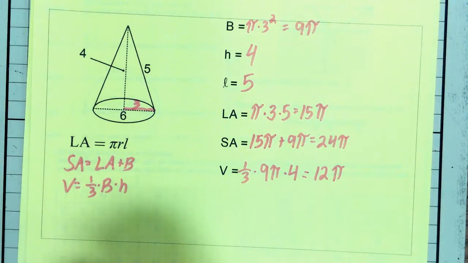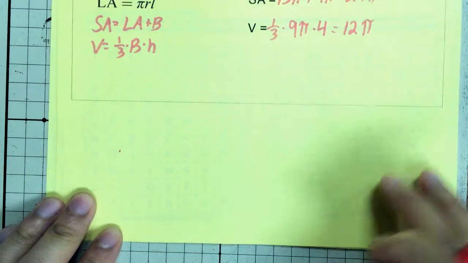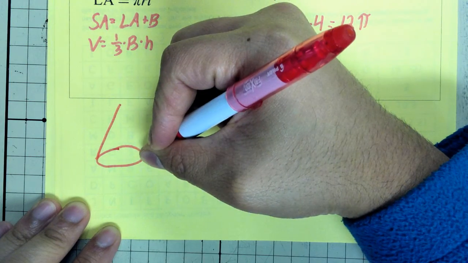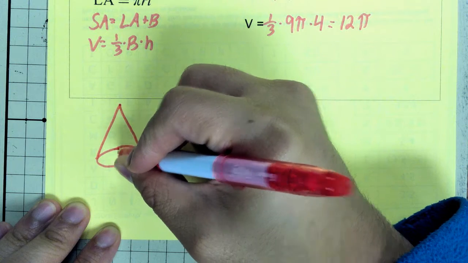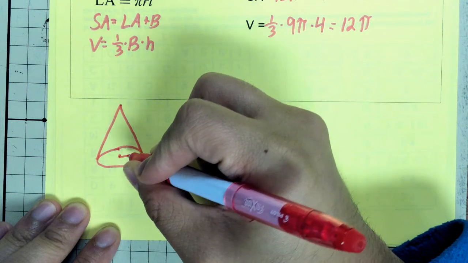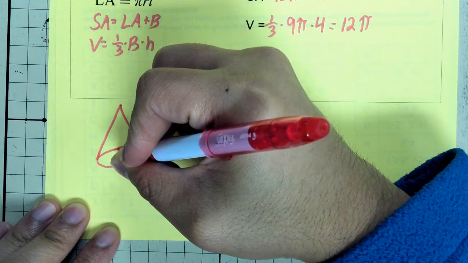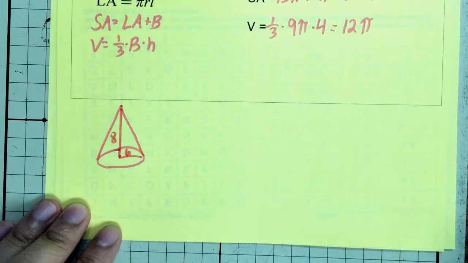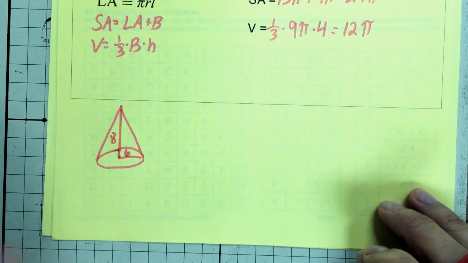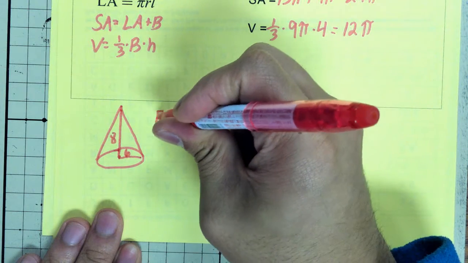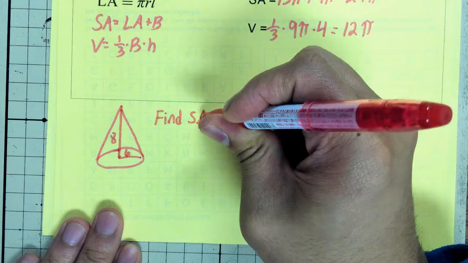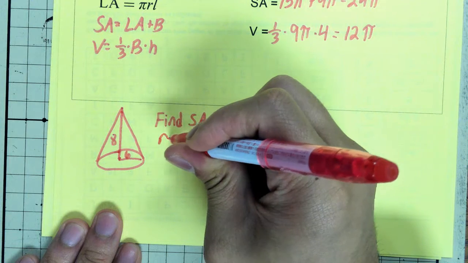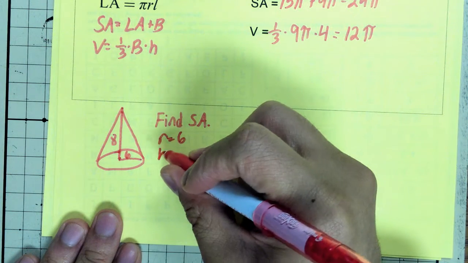One last example that I'd like to visit. Let me make a quick sketch over here of another cone, and I want to talk about certain properties that we may encounter in this cone. So over here I want to find the surface area of this cone, given only that radius is 6, r equals 6, and we have height equals 8.